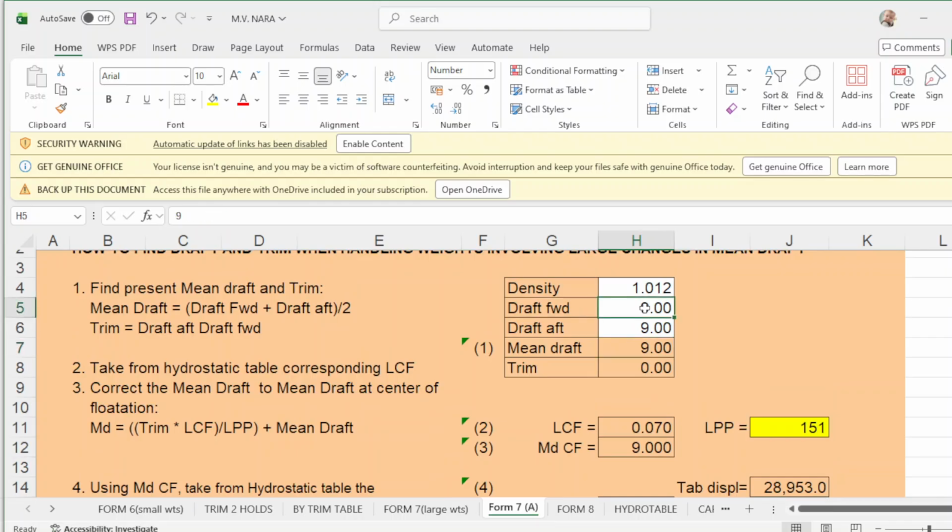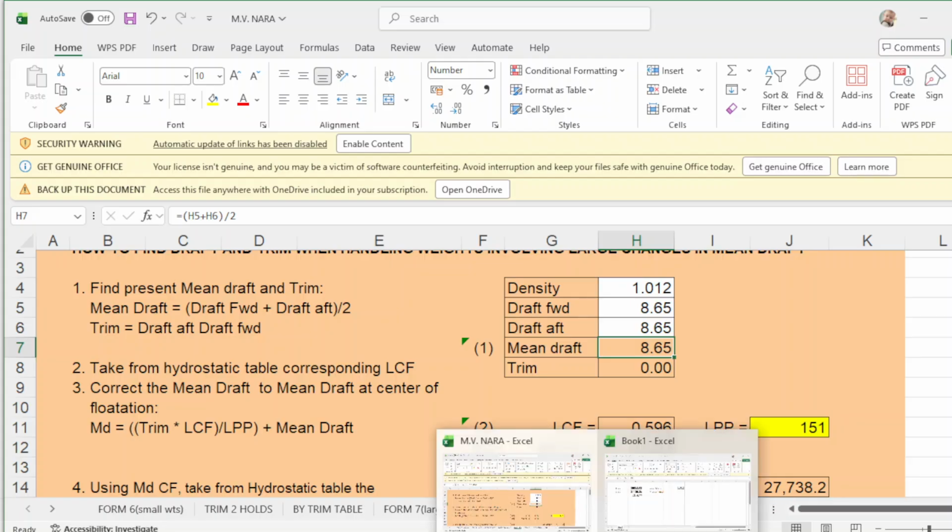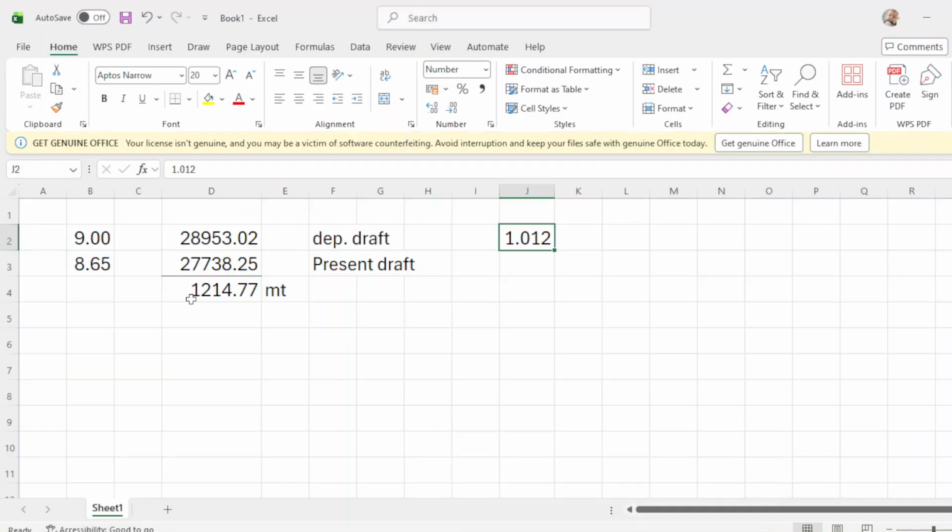Then 8.65. That will be 277382. See? So this will be your remaining cargo to load to reach 9 meters. So from 8.65, you need 1215 metric tons to reach 9 meters.